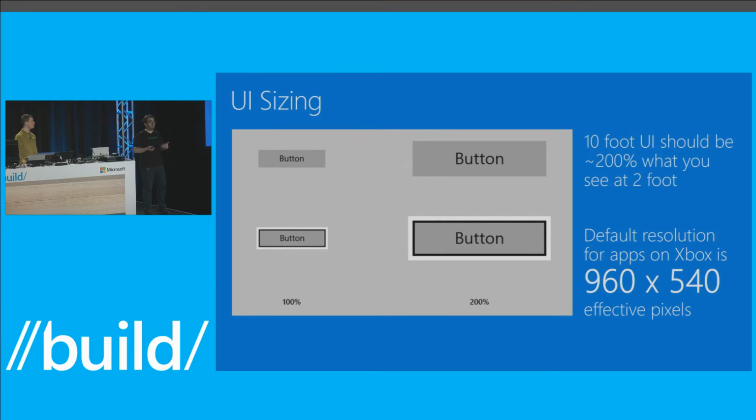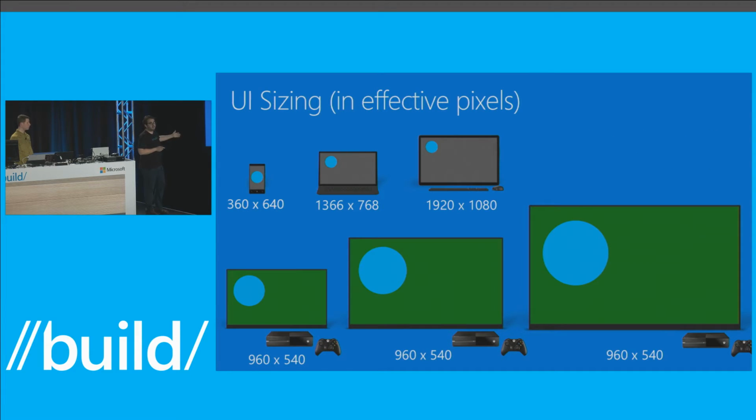The way we enable that in the platform in a simple way for you is we actually set the default resolution for apps on Xbox to 960 by 540 effective pixels. Okay? That's conceptually the equivalent of a 200% scale factor on a 1080p screen. Okay? And this results in basically things being bigger. So if you look at the sizing and effective pixels on a phone and laptop or desktop compared to an Xbox, you can see kind of how things size up.